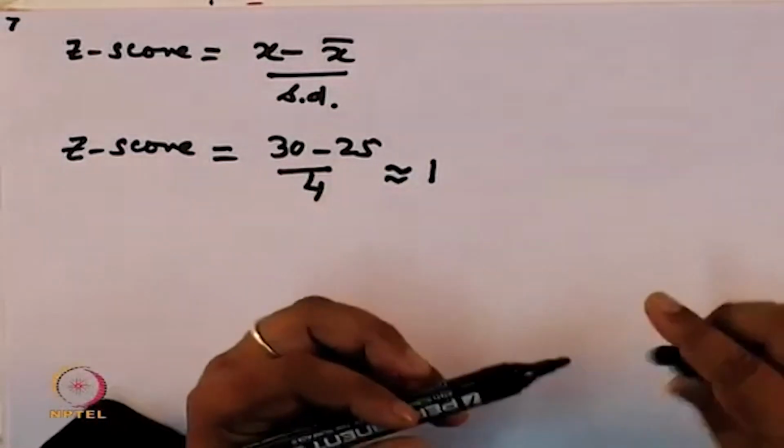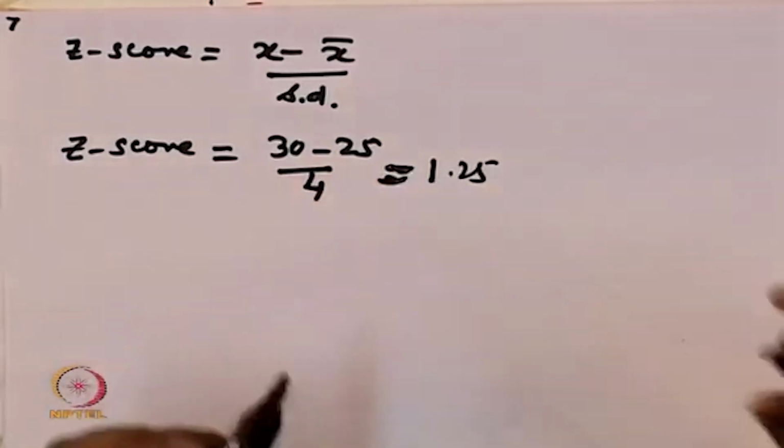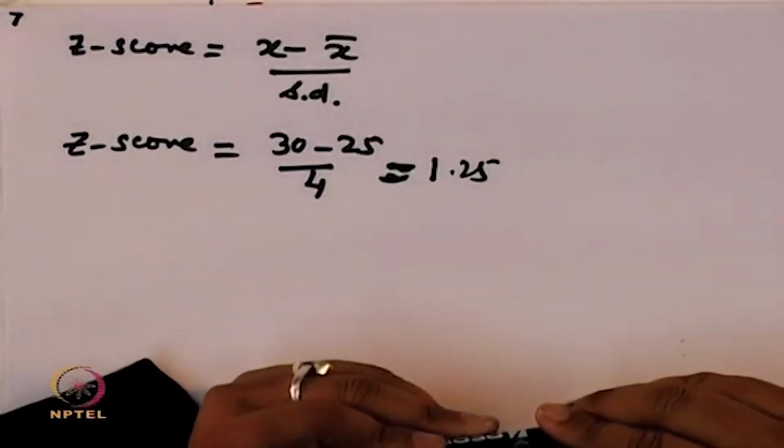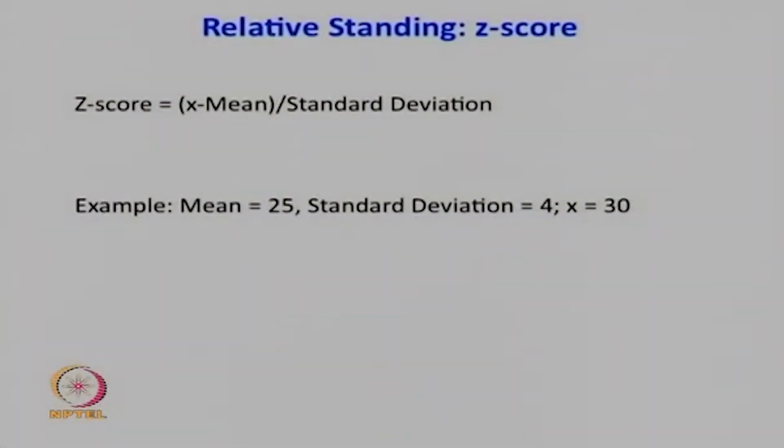30 minus 25 is... so it's actually 1.25 is equal to 1.25, but for all practical purposes it is roughly 1. So the z score gives you a way of testing whether a particular value is an outlier or not. This is empirical in nature, but what is considered is if your z score is greater than 3, then that particular value is an outlier.